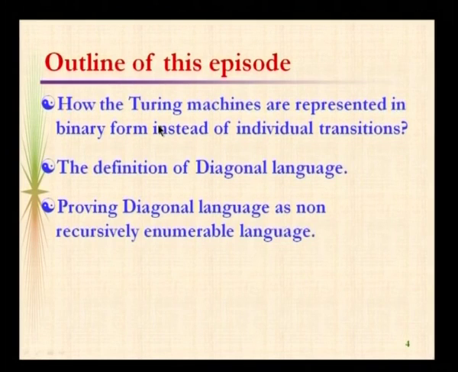As far as this episode is concerned, here we are having the code for Turing machine. A Turing machine is normally given in the transition form. So, how will it be transformed into the binary equivalent, that is in integer format, and then based on that we will have the definition of the diagonal language. And there is a proof showing that the diagonal language is going to be a non-recursively enumerable language. These are the three things we have in this episode.